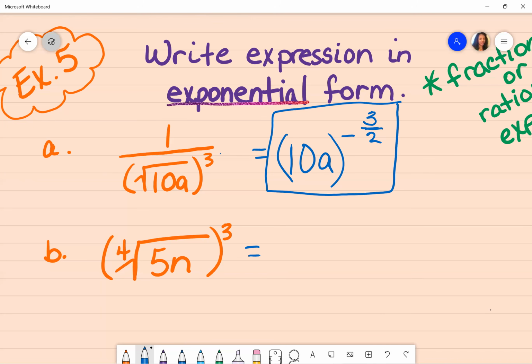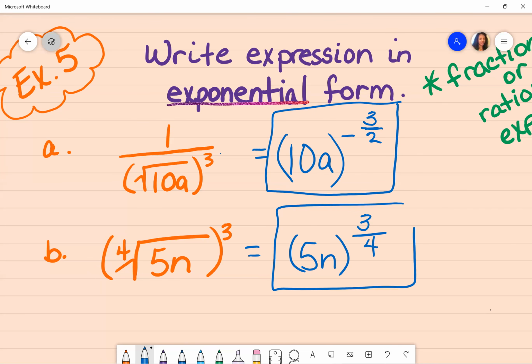For the next one, it's going to be the same concept. My radicand is 5n, so just go ahead and put it in parentheses so you don't forget. The power that it is raised to is my fraction numerator, and then my index is my denominator. I don't have a negative sign because it's not shown as a fraction here. See the difference between a and b? Okay, so that is how you would write those answers.